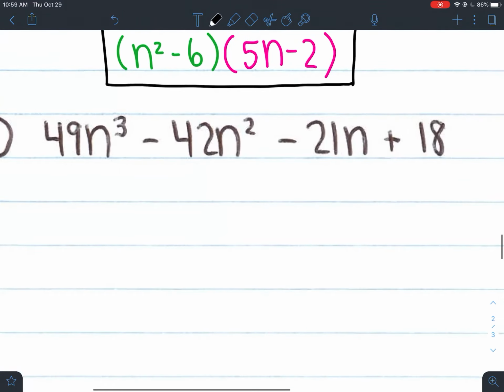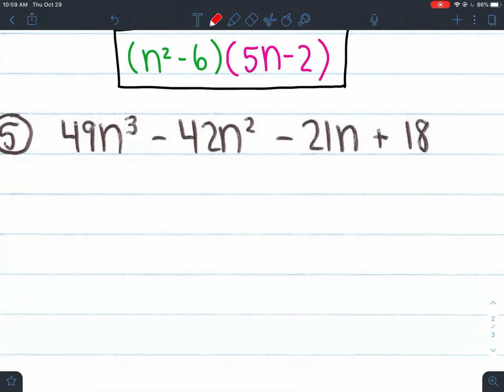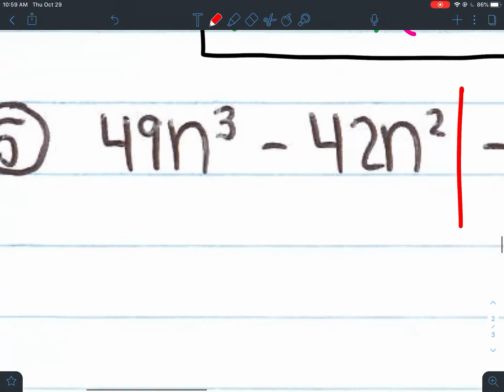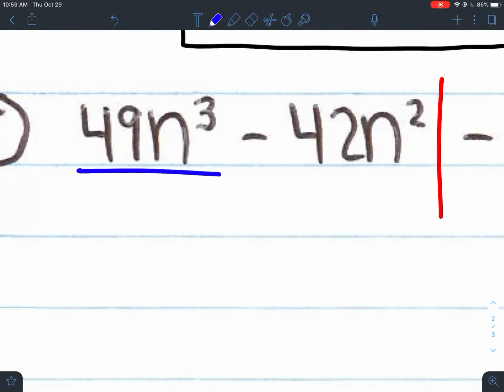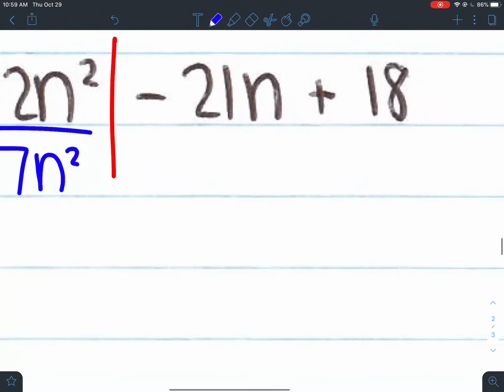Again, factoring is the opposite of distribution, so we're just undoing all of it. Last one, 4 terms. So check: is it in standard form? Yes. It goes from the largest exponent down to the least. Split it into 2 groups. The largest number I can take out of both 49 and 42 would be 7. So that's the largest number I can take out. The largest amount of n's would be n squared, 2 n's.